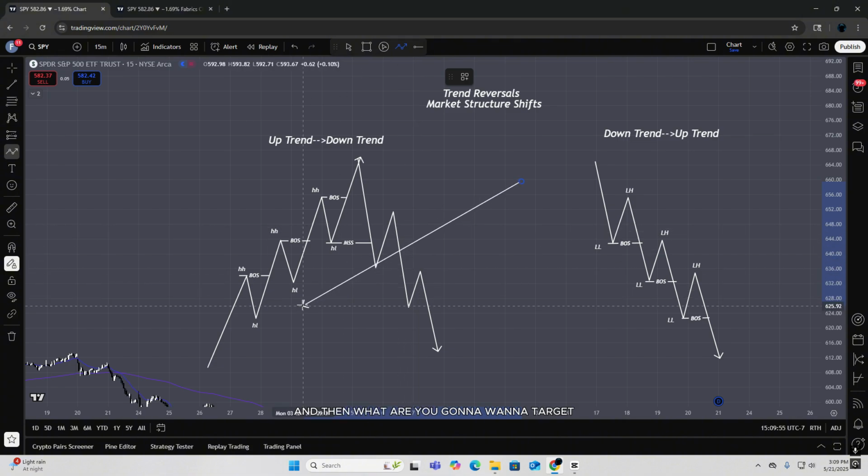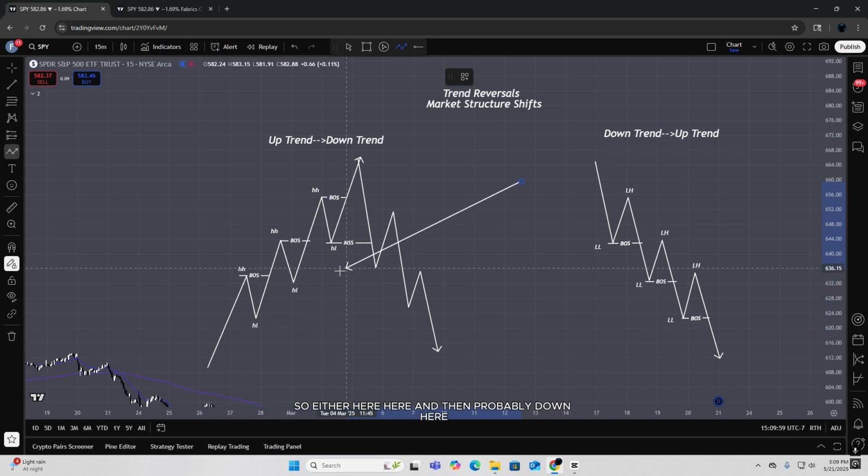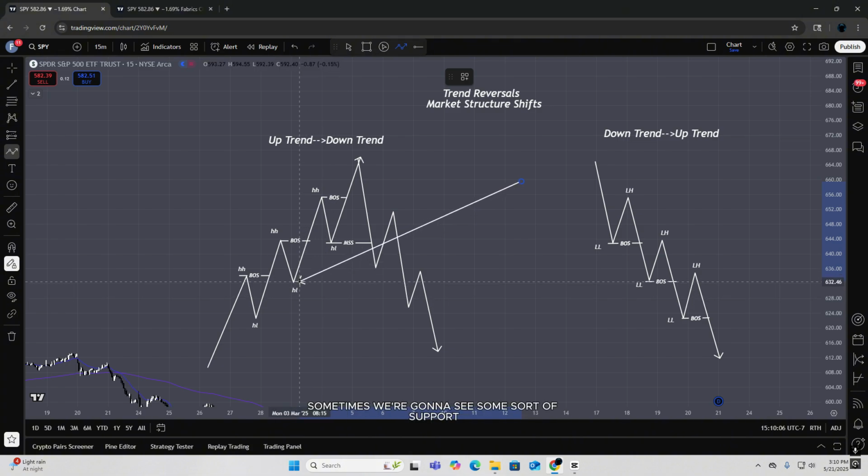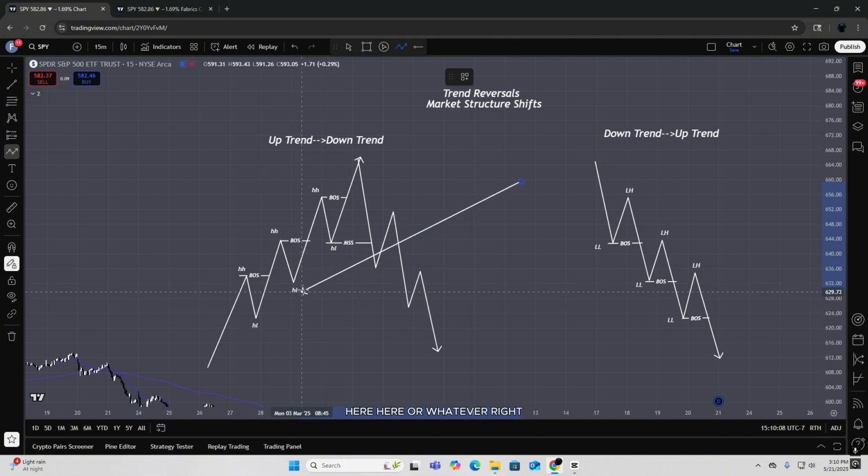And then what are you going to want to target? You're going to want to target these higher lows, so either here, and then probably down here. Those are your targets. That's where you're going to want to start taking profit, your first couple trims, because eventually sometimes we're going to see some sort of support here, or wherever, and that could cause some sort of reaction where we could actually just come up higher.